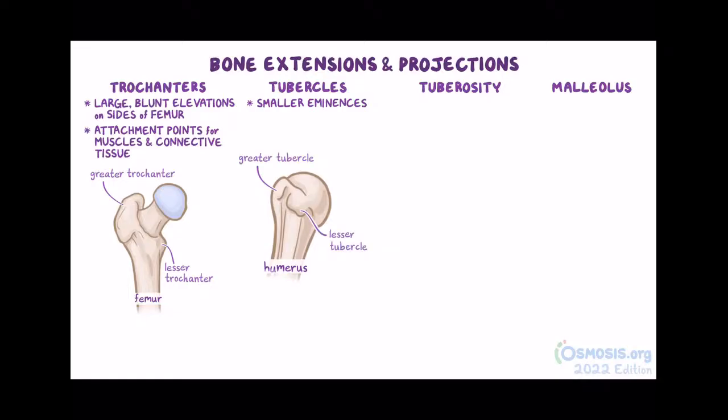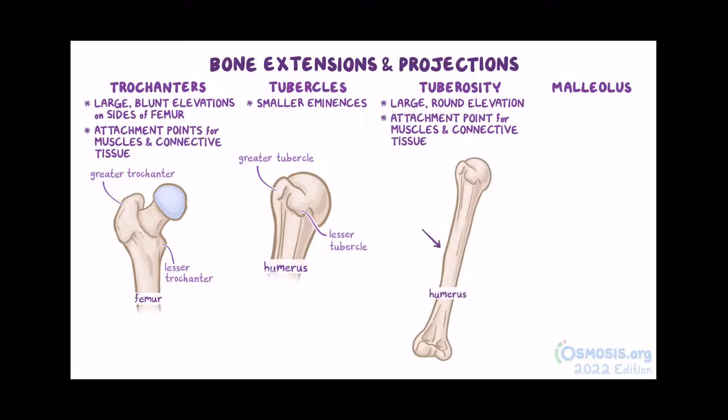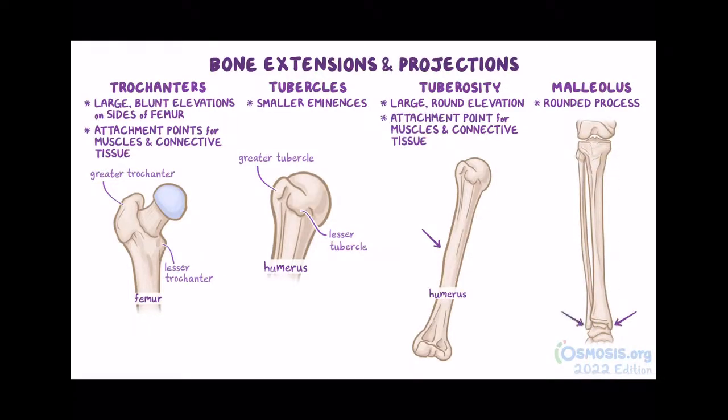humerus. Next is a tuberosity, which is a large, round elevation that also serves as an attachment point for muscles and connective tissue. An example of a tuberosity lies near the middle of the shaft of the humerus, called the deltoid tuberosity, where the deltoid muscle attaches. Finally is a malleolus, which is a rounded process. The popular examples would be the medial and lateral malleoli on each side of the ankle, which are projections of the distal tibia and fibula.